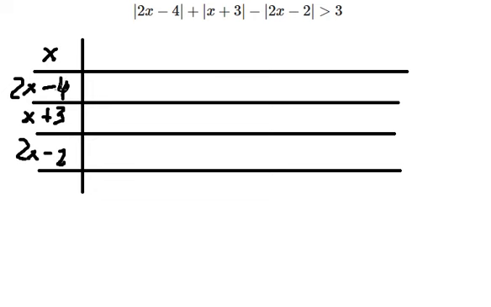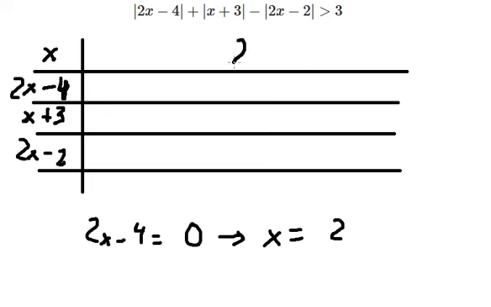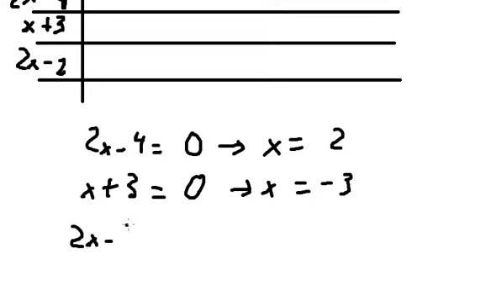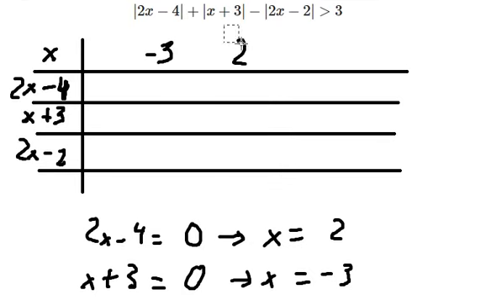So for the first one, 2s minus number 4 equals to number 0. So this one we have number 2. So we put number 2 in here. S plus number 3 equals to number 0. So s equals to negative number 3. So we put negative number 3 in here. And the last one, that is about 2s minus number 2. So you have s equals to number 1. So we put number 1 in here.